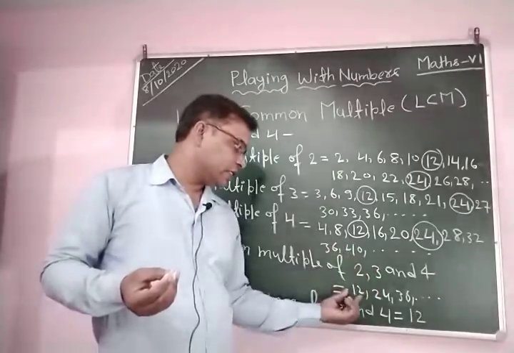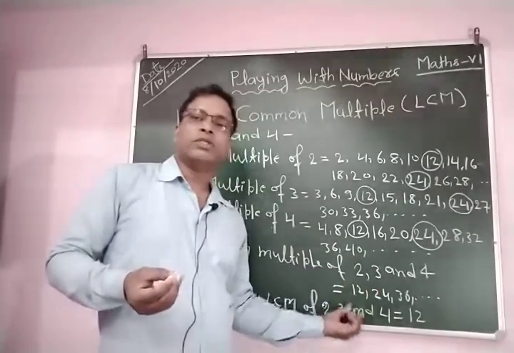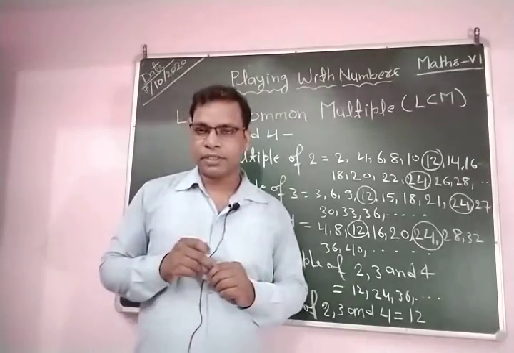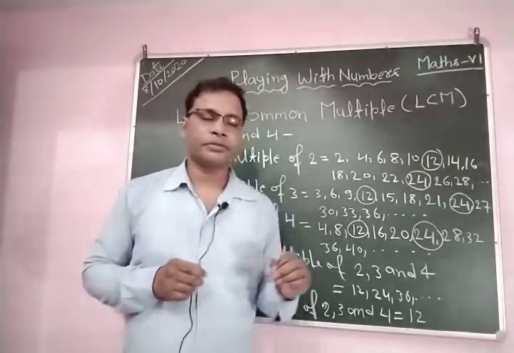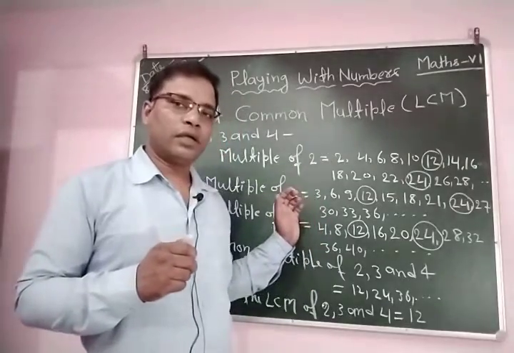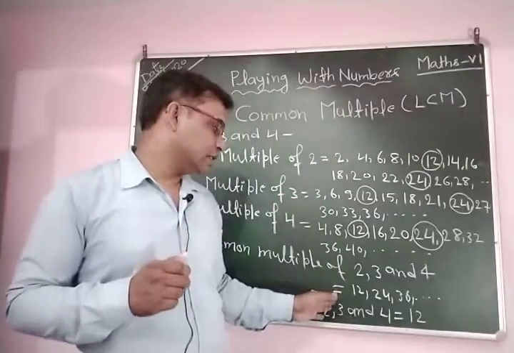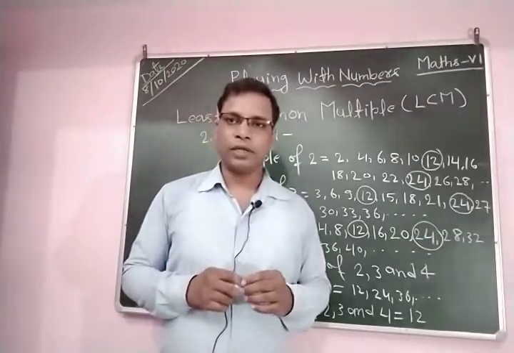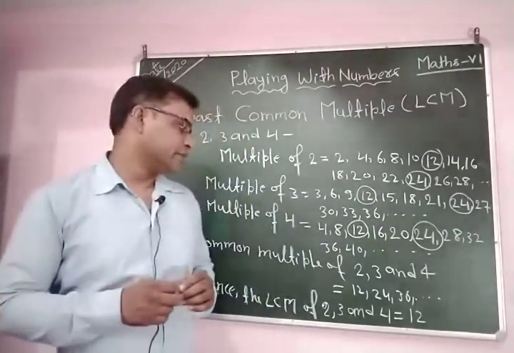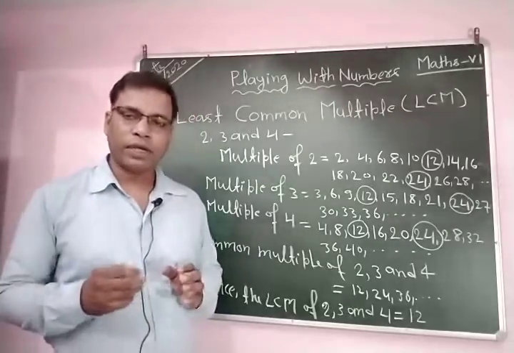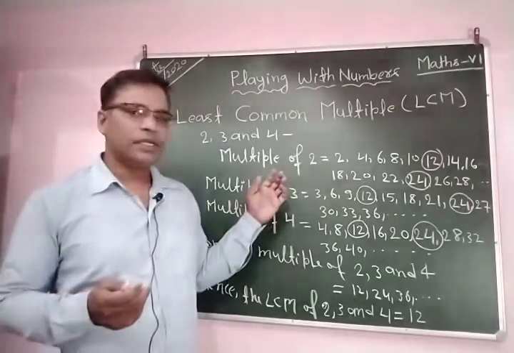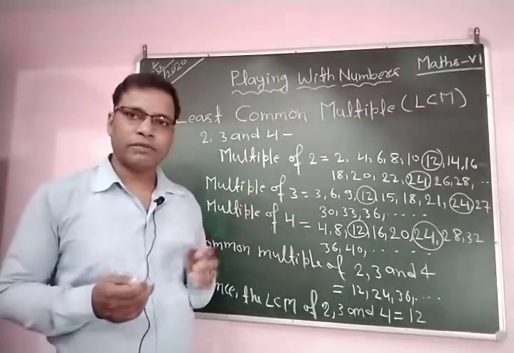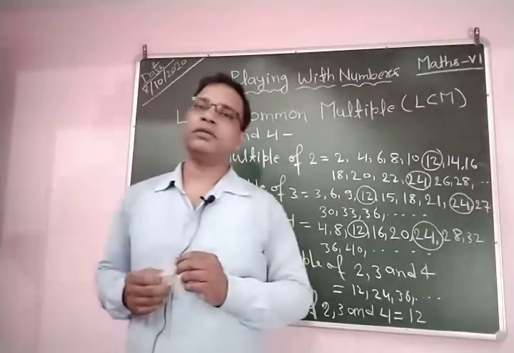So here you can see the least common multiple is 12. So 12 is the LCM, or you can say the first common multiple of the given numbers is the LCM. Students, I hope all of you understood how to find the LCM of two or more numbers by the simple method. We use this method when the numbers are small.